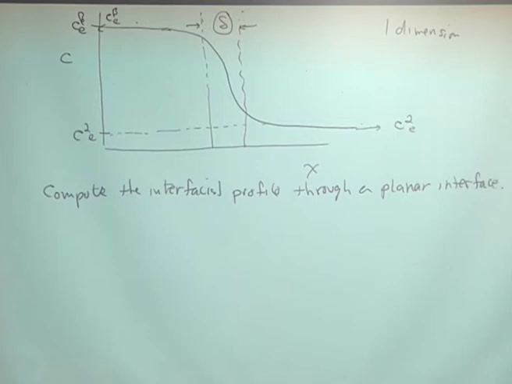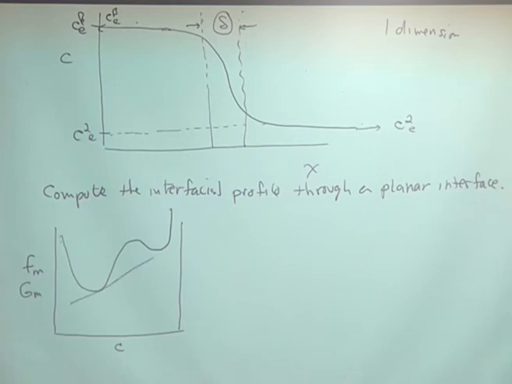Okay, planar interface. So again, we're back to one dimension. Just to make life easy, you have the molar free energy as a function of composition, or you could also view this as the Gibbs free energy as a function of composition. Both get used in the community. And so you have a free energy curve that looks like this. You have a common tangent construction that gives you the compositions. Okay?